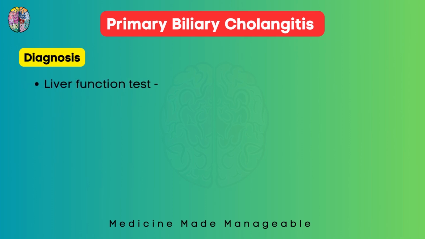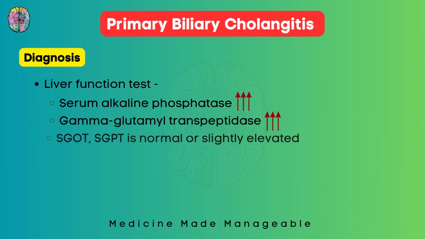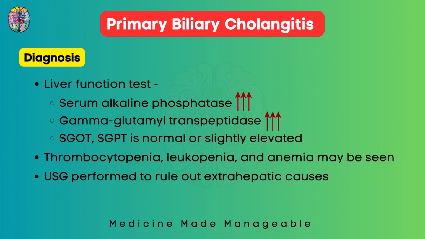We can do liver function tests, which will show serum alkaline phosphatase to be increased a lot, up to 4 times. There will also be an increase in gamma glutamyl transpeptidase, but SGOT and SGPT may be normal or slightly elevated. So these are important points which they will definitely give in the questions. On blood tests, we will see thrombocytopenia, leukopenia, and anemia. We also have to do ultrasonography to rule out other causes.